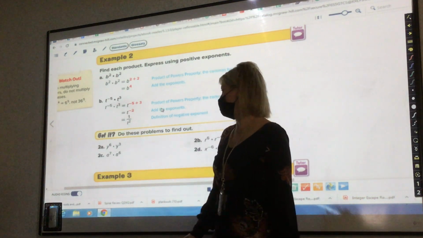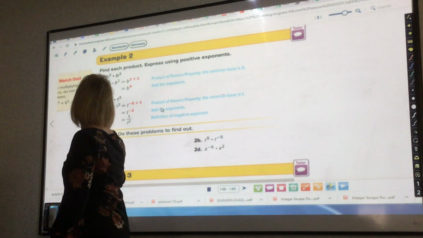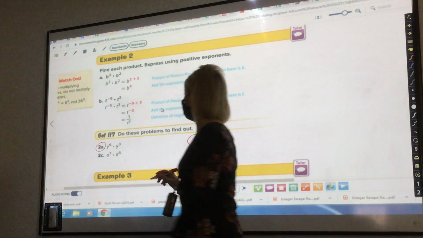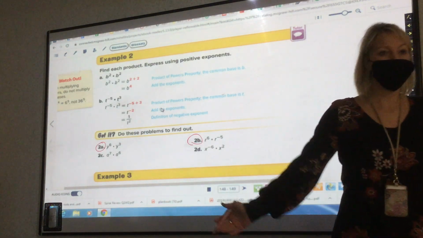On your whiteboards, let's do 2a and 2b. We can get 2 on your whiteboards at once. 2a and 2b. If you can do 2a in your head, just write down the answer.